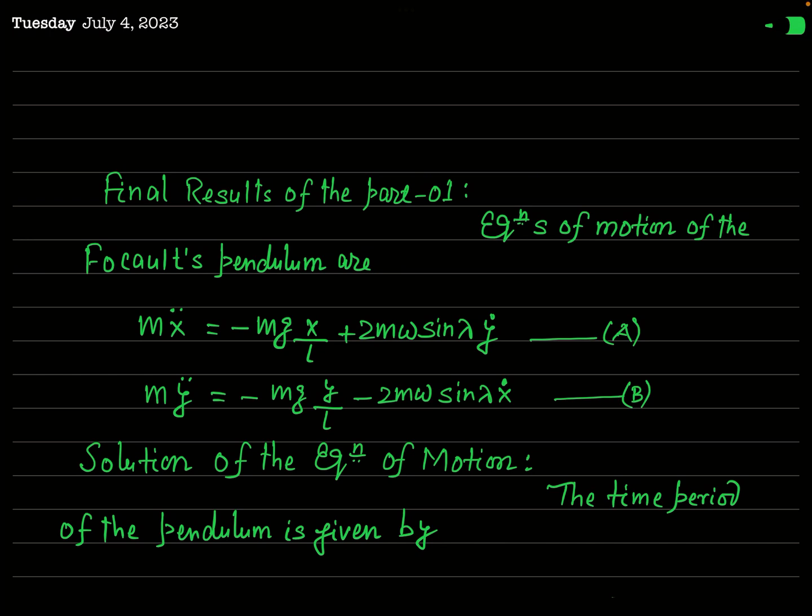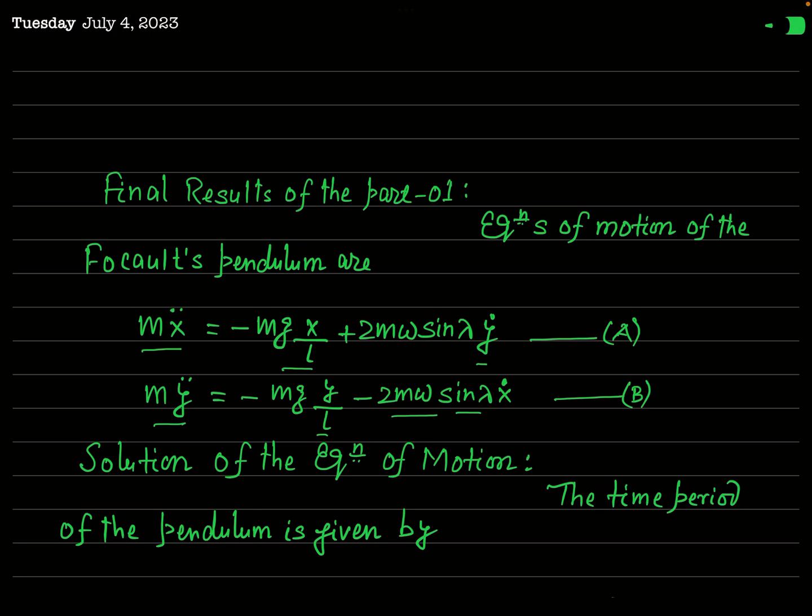You have seen that the first equation of motion for the x direction for the bob of this pendulum was m x double dot equal to minus mg times x over L plus 2 m omega sine lambda y dot, and for the y direction the equation of motion was m y double dot equal to minus mg times y by L minus 2 m omega sine lambda x dot. You know what the different quantities in these equations are. L is the length of the pendulum, m is the mass of the bob, omega is the angular velocity of the earth, and lambda is the latitude of the place where this pendulum has been suspended. Now the aim of today's lecture is to solve these two equations and at first to prove that the bob will trace out an ellipse.